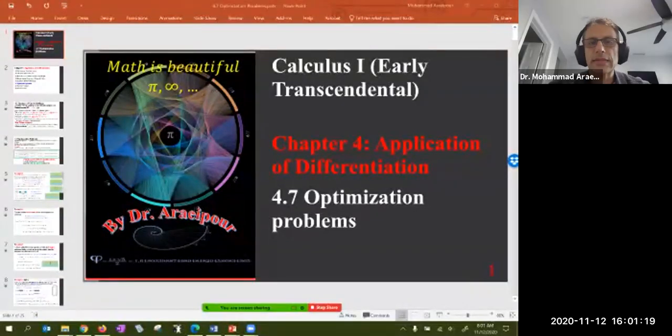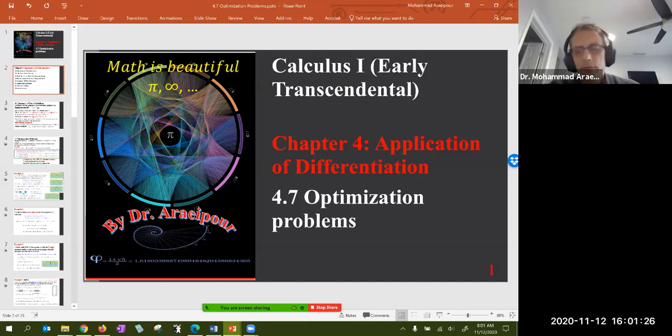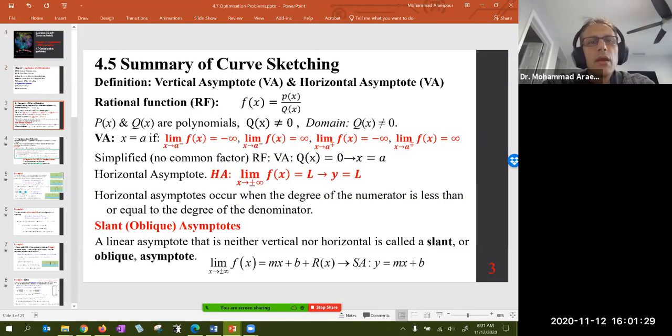Morning class, we are looking at section 4.7, optimization. Here's the summary of curve sketching when it comes to rational functions. Besides the old stuff, such as finding the intercepts, asymptotes, we add to it information from calculus to find intervals of increasing, decreasing, local extrema, inflection points, and so on.